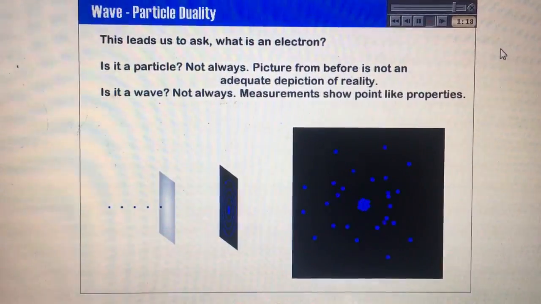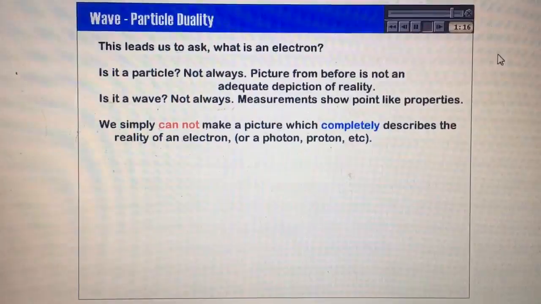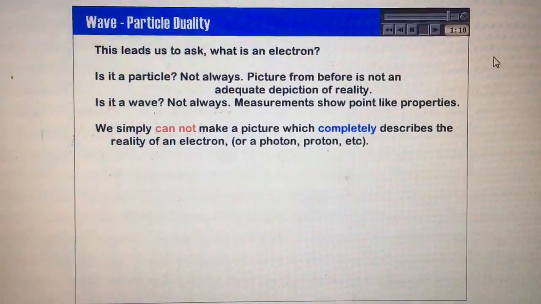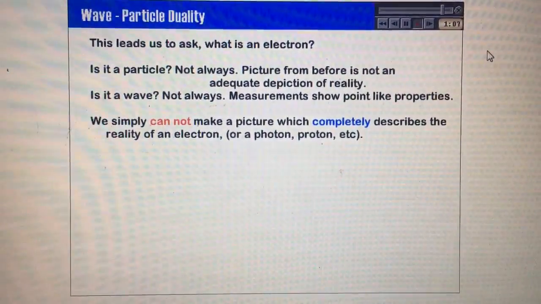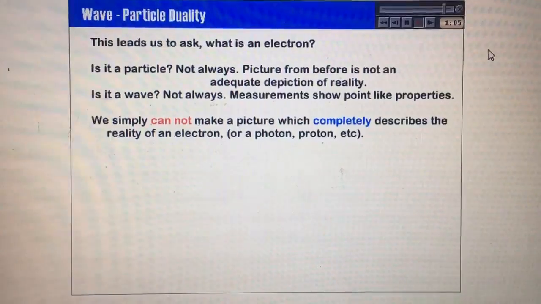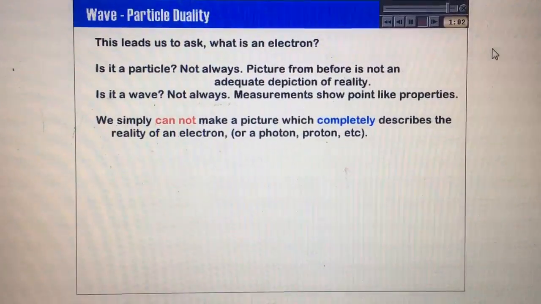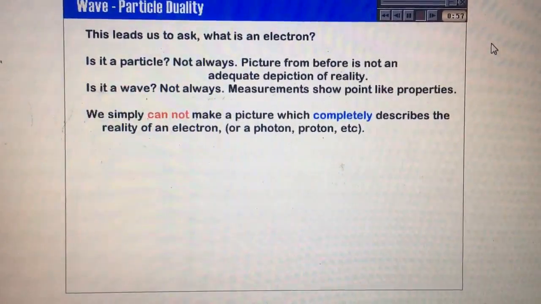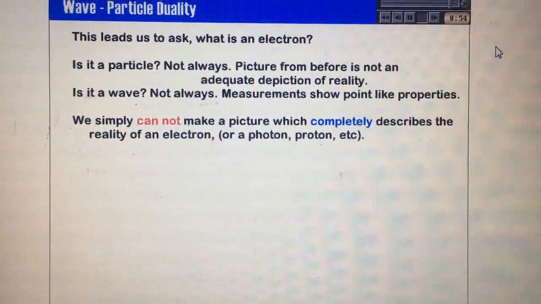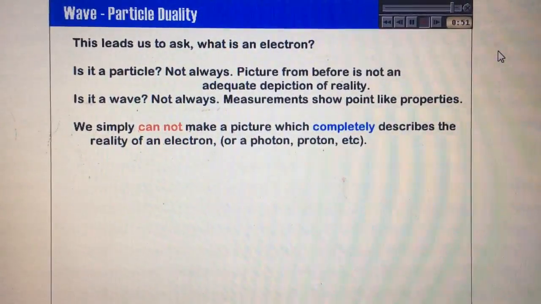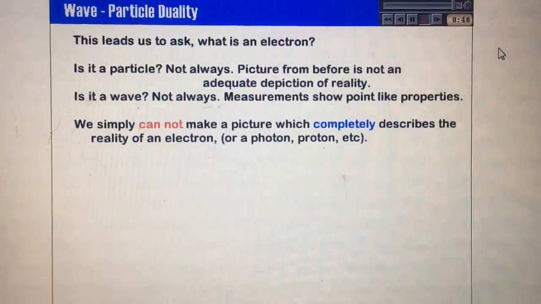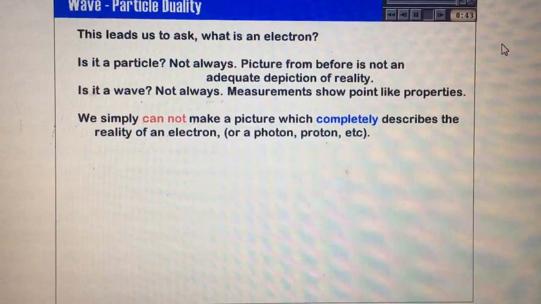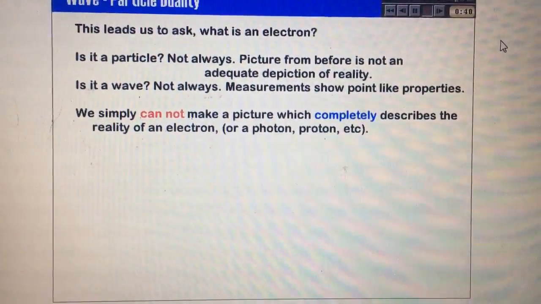So at this time, it was starting to become clear that we simply cannot make a picture which completely describes the reality of an electron, or a photon or proton, or anything that's on a small scale. We can't just say it's a particle. We can't draw a picture of a ball and say that is an electron. That is not an accurate description of what an electron is. We must take account of both the wave nature, which we can't really draw, well, we could, but it'd be very difficult, and also the particle properties, which we can do. So this is the important philosophical point, which questions our notions of reality. We can't just picture it as a simple ball that's moving around.